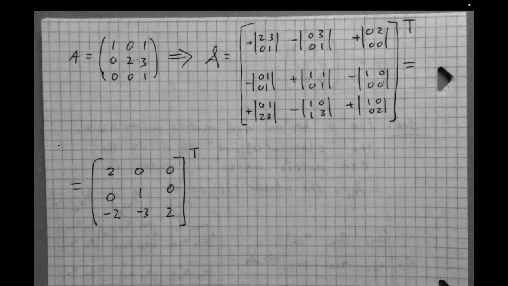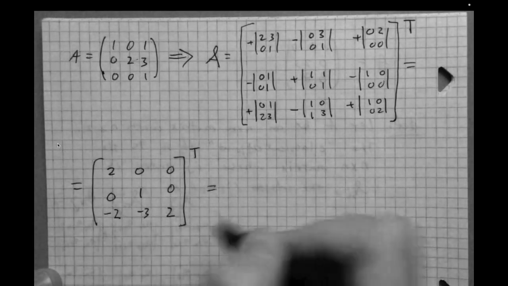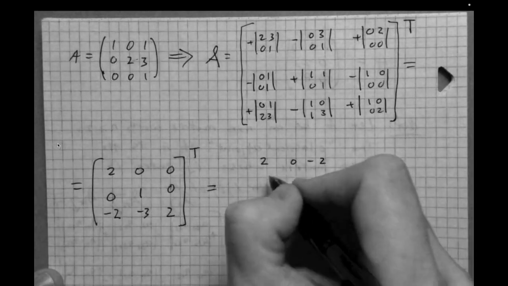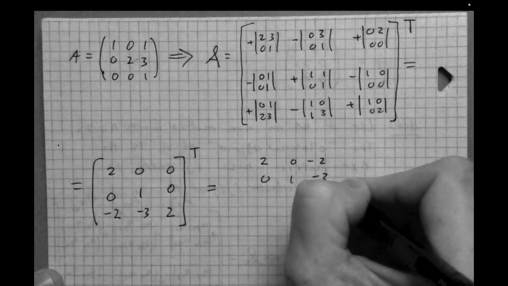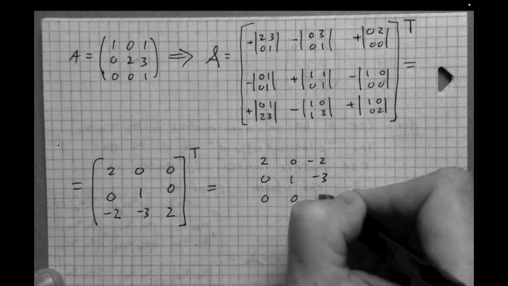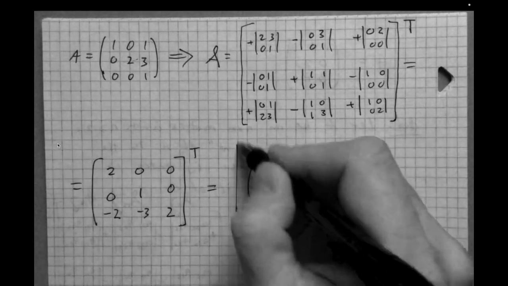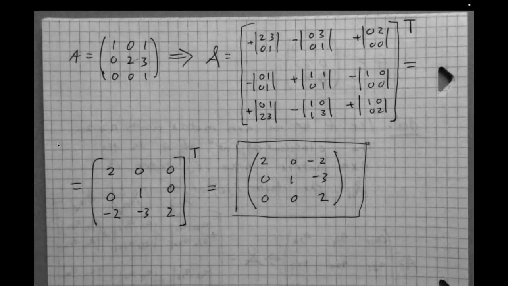Okay, so it looks like that. And then finally, doing the actual transpose, I get 2, 0, negative 2, 0, 1, negative 3, and then 0, 0, 2. Okay, so this is the adjoint of A. That's the adjoint. So that's how you calculate it. Got to go through all these submatrices, calculate the determinants, and then transpose the final result.